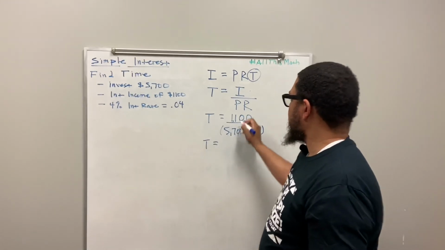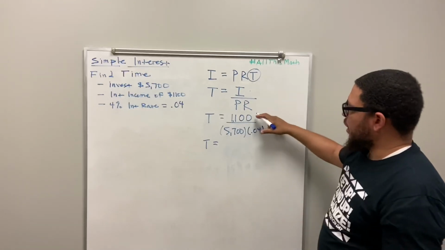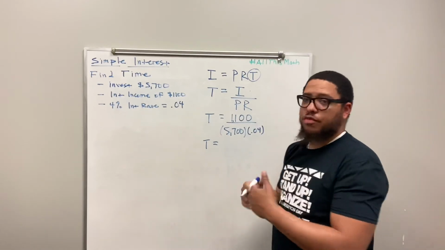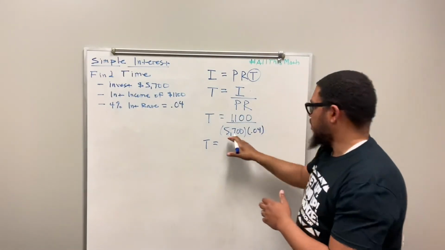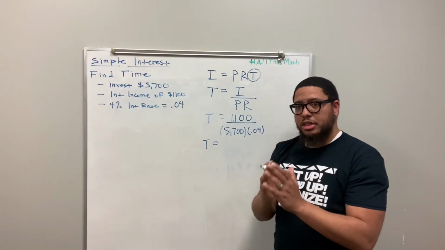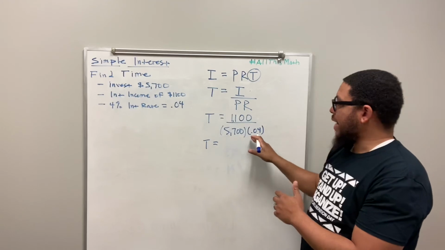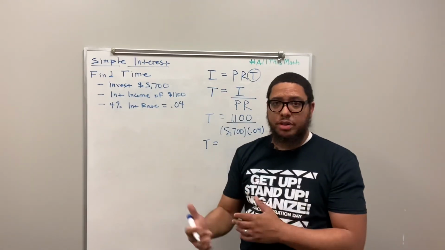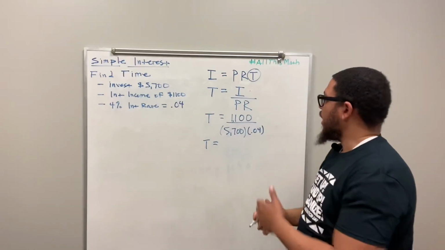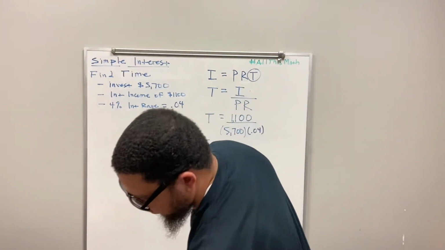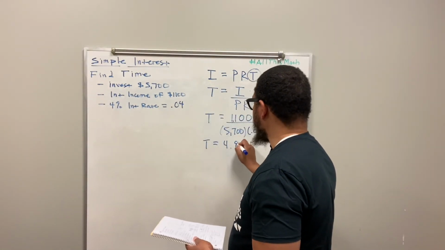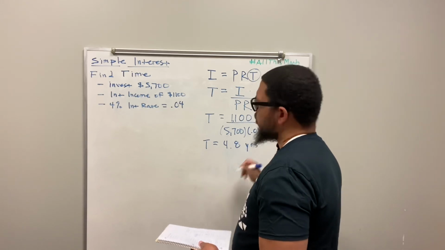Now we have T equals this. We're going to do the math. We're going to do 1,100. If you use your calculator for this, type in 1,100 first, then hit the division button. Make sure you put the denominator in its own parentheses. So hit the parentheses button, then 5,700 times 0.04, then hit the closing parentheses button. I'm not sure how your calculator may be set up. Then you hit equals. When you do that, you should get 4.8. So we're talking about 4.8 years.